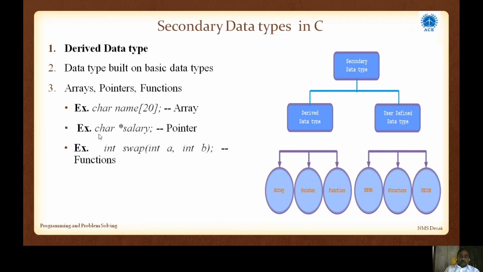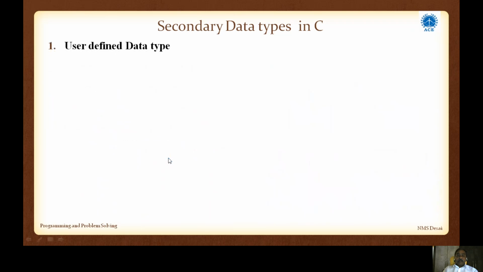Next, another example, int swap. We have already seen this function in the previous session. Name of the function followed by variables. This is function. This is how again we see here data type, name followed by variables. Data type star variable name. Data type followed by variable name and the size in case of array respectively. Now we'll go to the next one.